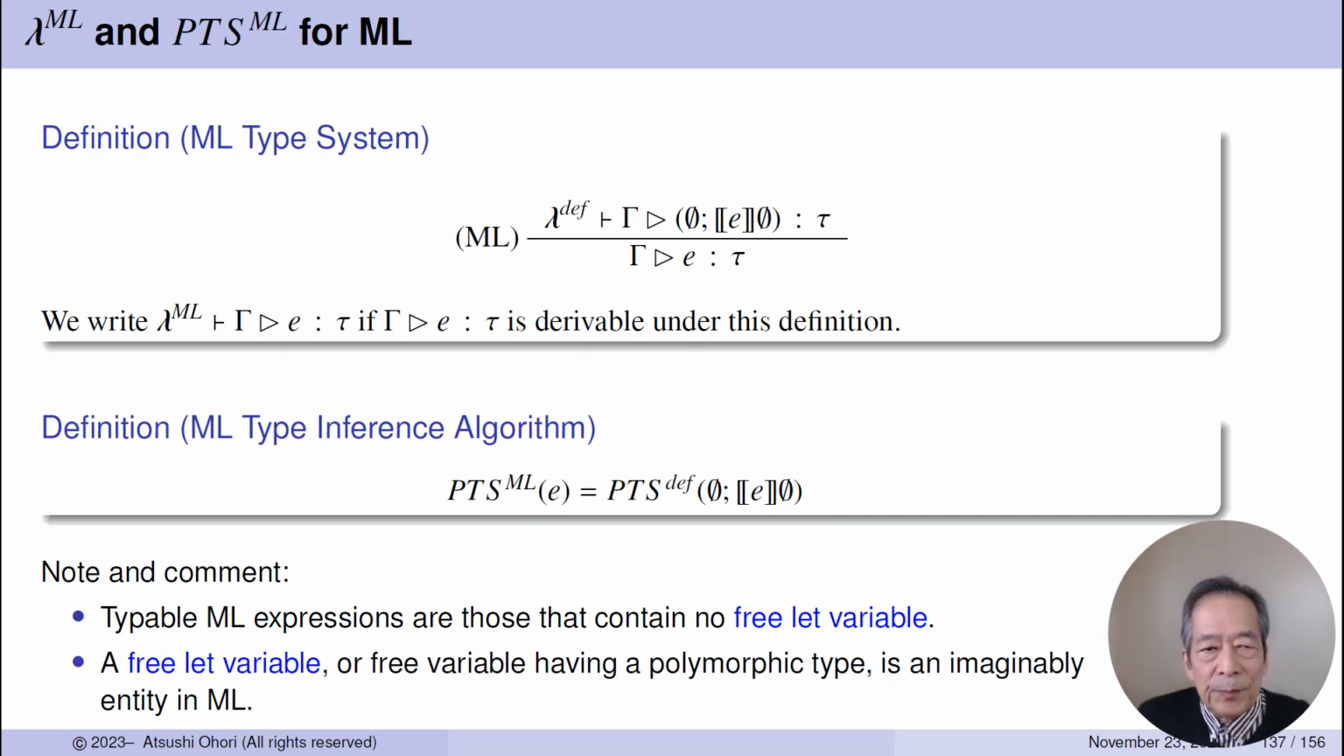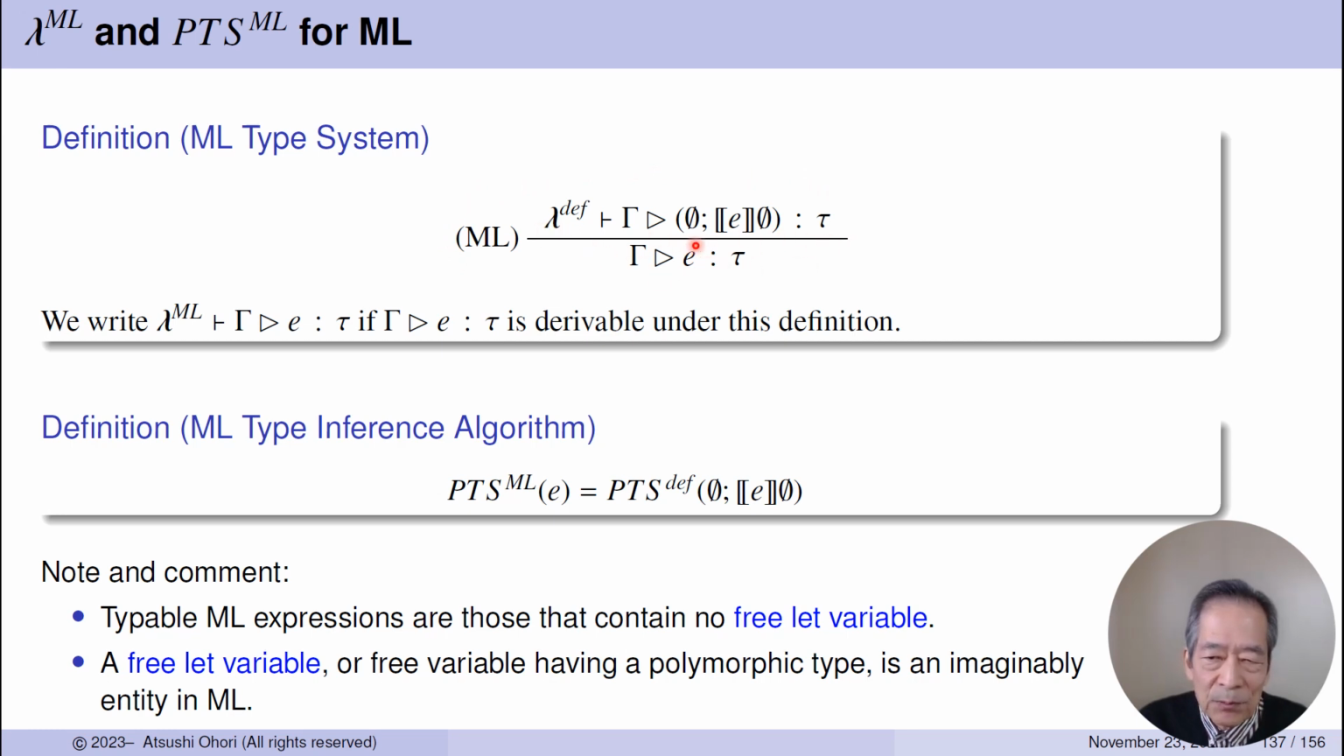So we are now in a position to define the type system of ML, this one, lambda ML, and the type inference algorithm, PTS ML, for ML. Right? So this is the ML type system. This is a definition, so in order for this typing to be derivable, this is a rule, kind of a meta-level rule. The condition is this one.